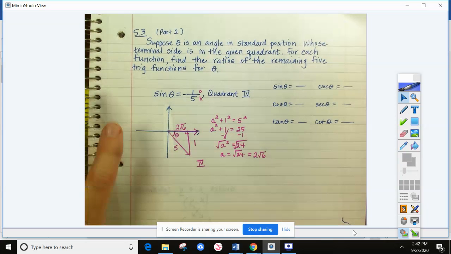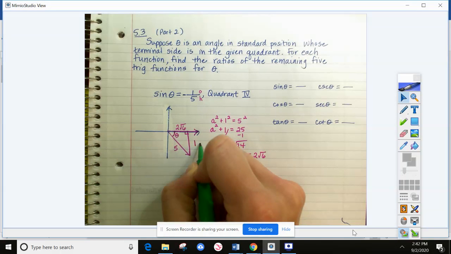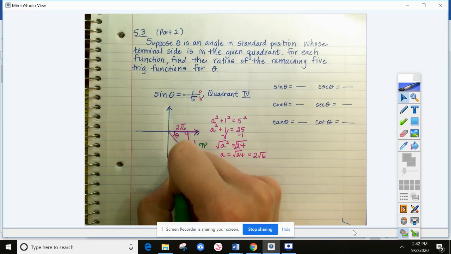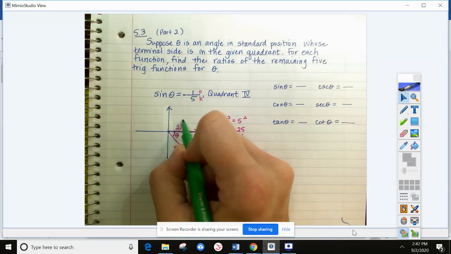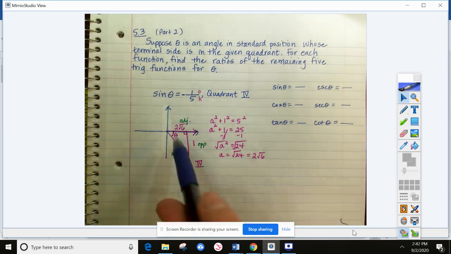All right, what we want to do is label what our sides of our triangle are in relation to theta, because we're ready to write the ratios. So here we go. The 1 is going to be across from theta, so that's your opposite side. And then the 5 is your hypotenuse. And 2 square root of 6 is your adjacent. Let's go ahead and start filling these in. And then if we need to adjust anything, we will.